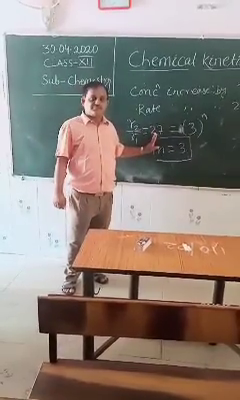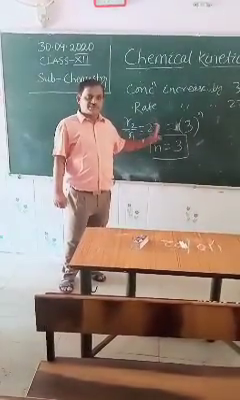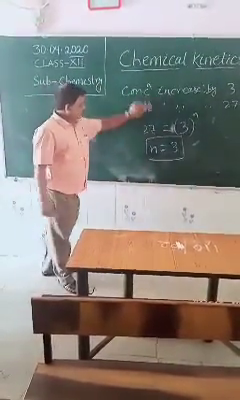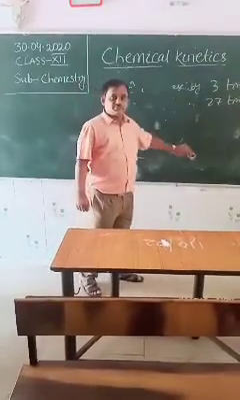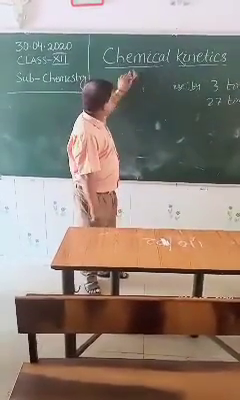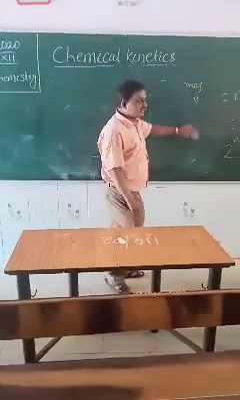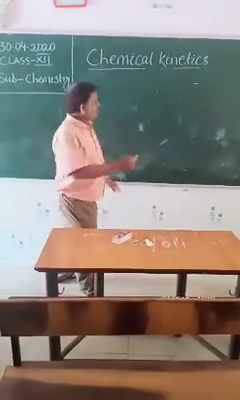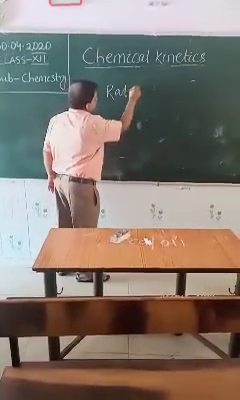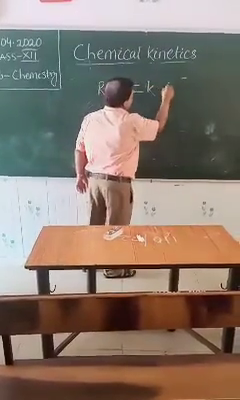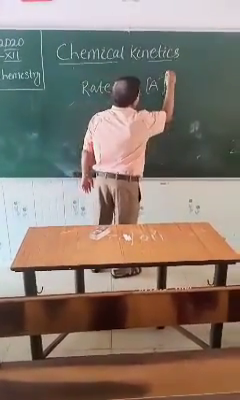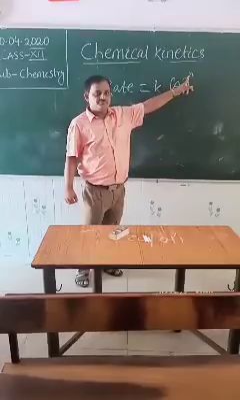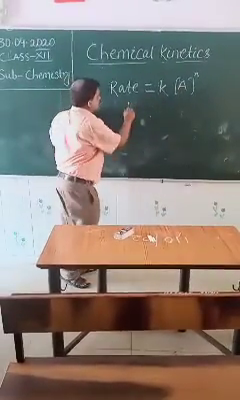So students, order is determined experimentally. It is experimental data. It may be a whole number, it may be a fraction, it may be 0. So the rate law: the rate of reaction is directly proportional to the concentration of reactant raised to a power that may or may not be equal to the stoichiometric coefficient. This expression is the rate law: rate equal to k into concentration of A to the power n. This n may or may not be the stoichiometric coefficient, and this k is called rate constant.